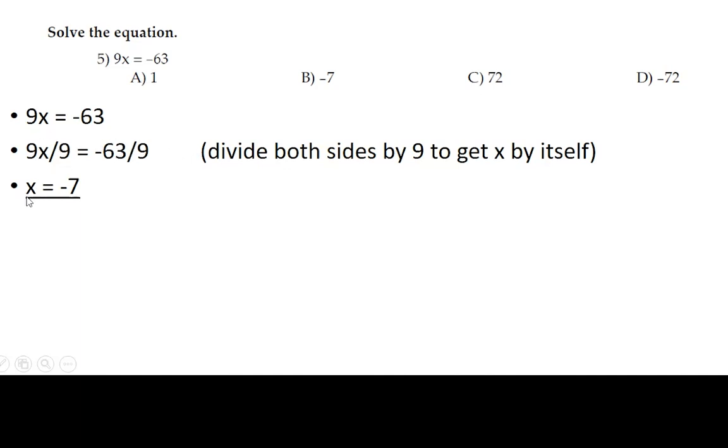That leaves us with just x on the left. And negative 63 divided by positive 9 would be negative 7. Negative divided by positive is negative. So x equals negative 7.